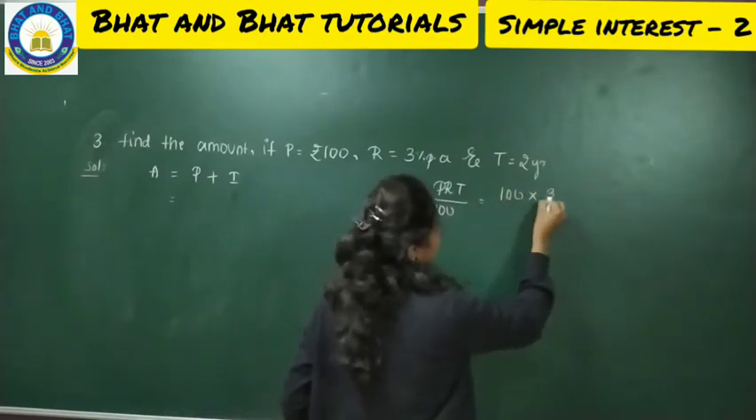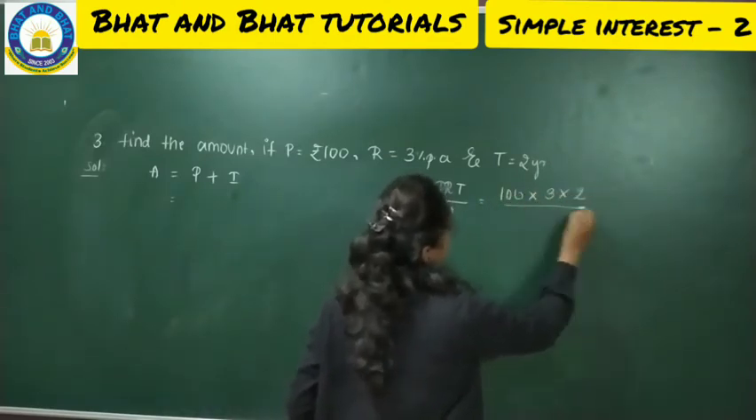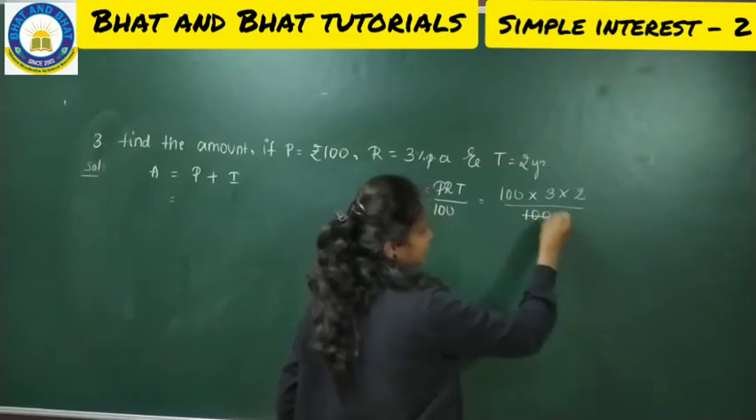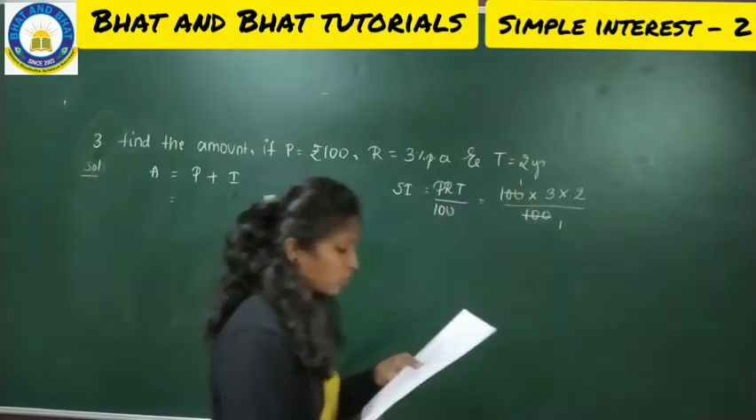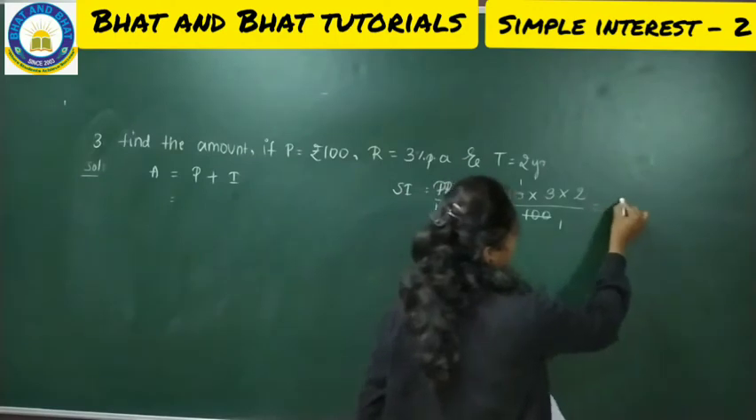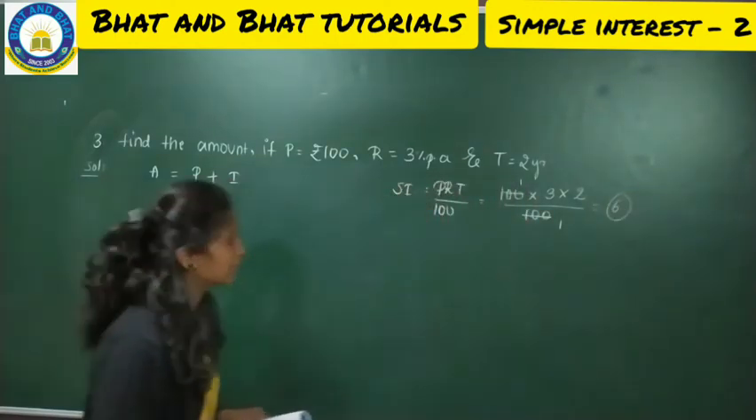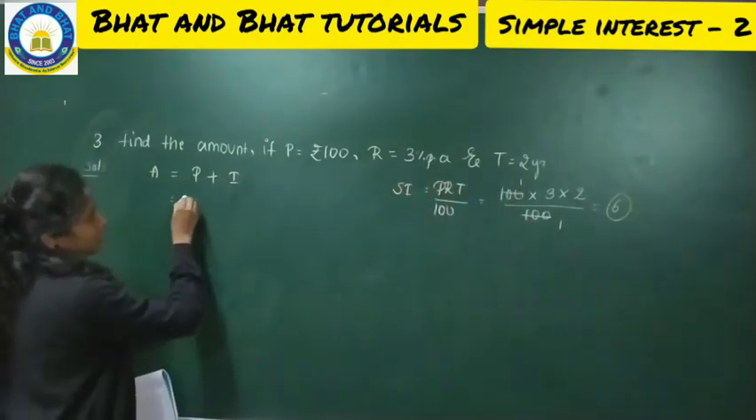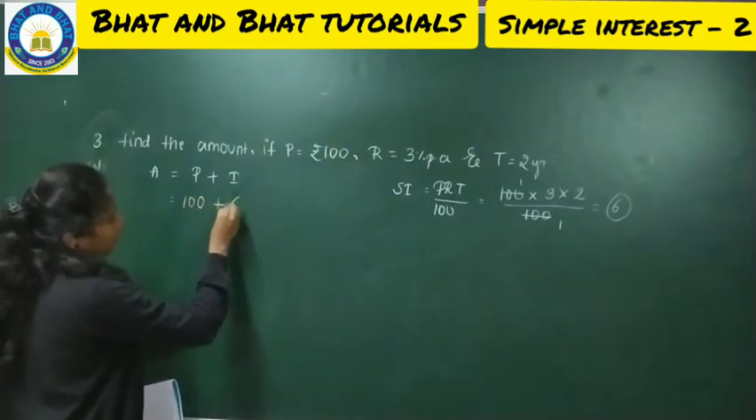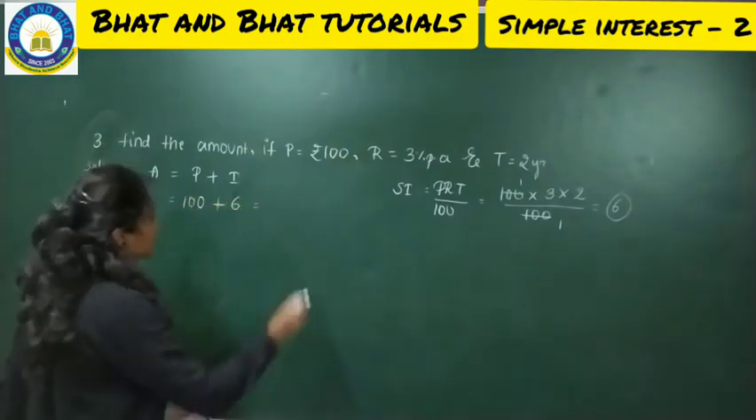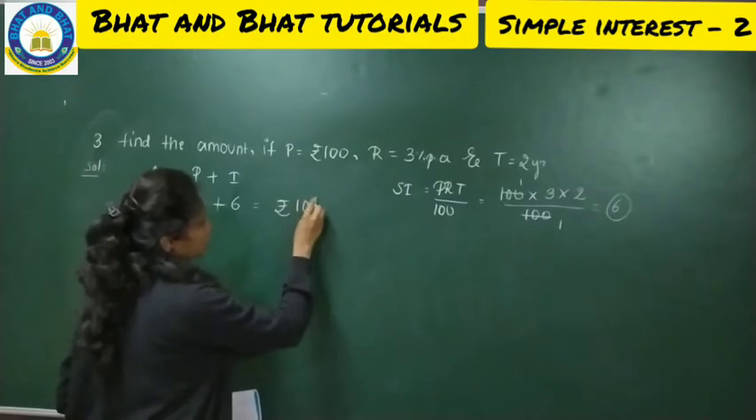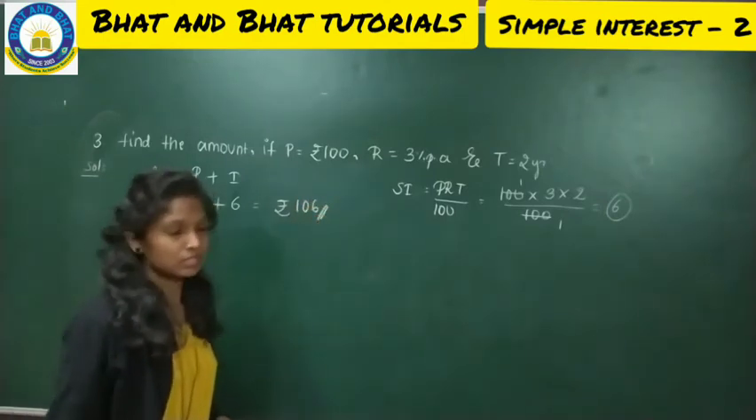What is R? 3. T is 2, divided by 100. So what is the simple interest? Now you have got 6 as your simple interest. So what is the principal? 100. On 100, the interest is 6 rupees. So your amount is rupees 106. Make a note.